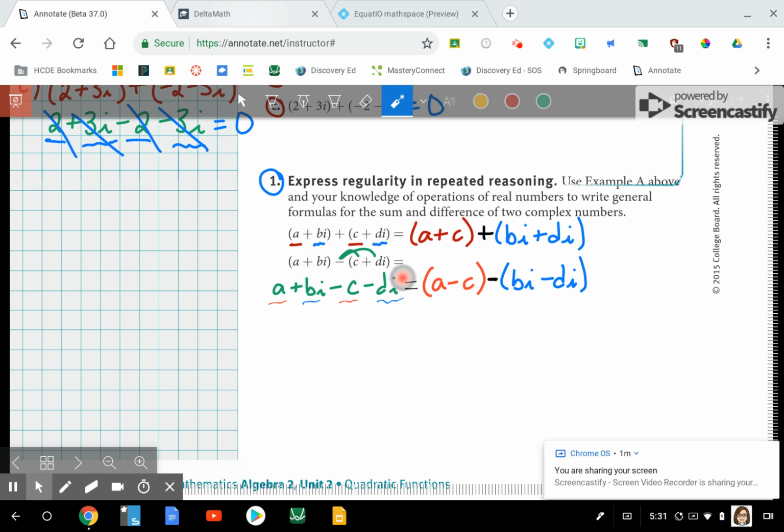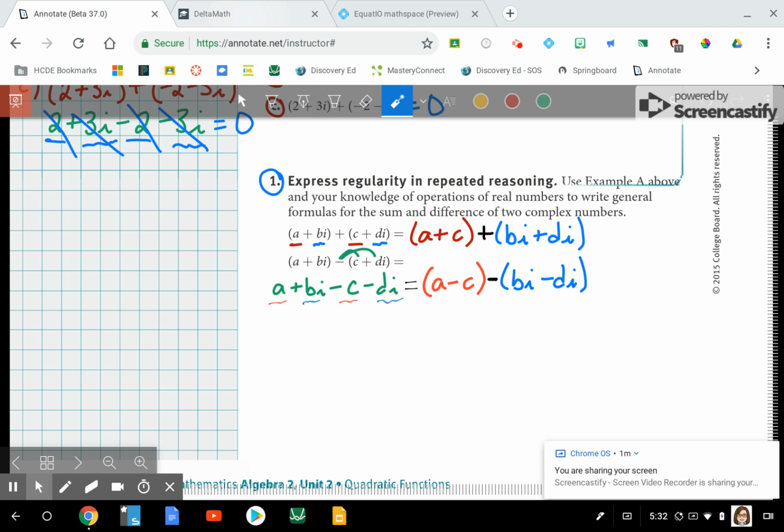What about if we were subtracting? Well, remember, parentheses are important. We have to first distribute that negative sign. So then I just rewrote these terms. So the a plus bi did not change. The only thing that changed was the stuff inside the second set of parentheses, becoming a -c and a -di.